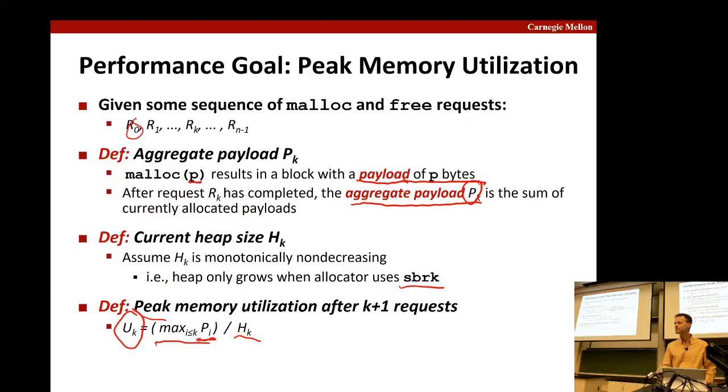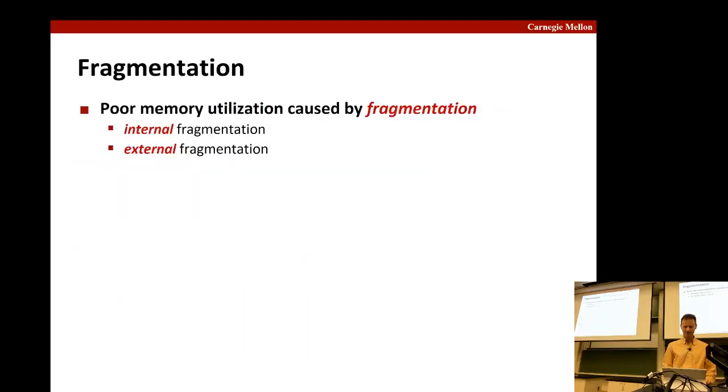Yes? What does P of I refer to? K is like the sum of the current payloads, but what's P of I? Yeah, we've used K in two different ways here. Generically, after request RI, you have an aggregate payload PI, and that's the PI here. So yeah, we should have used a different letter. We used K up there. Good. Okay, so poor memory utilization is caused by two types of fragmentation, internal and external.